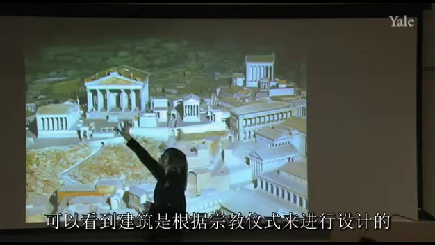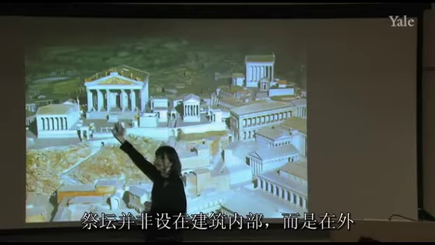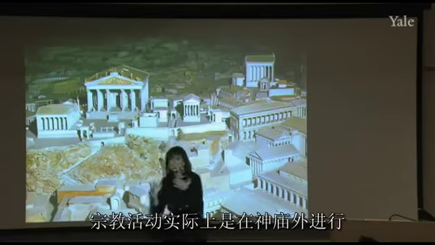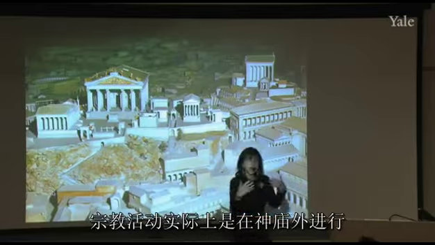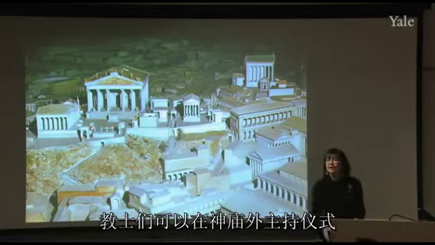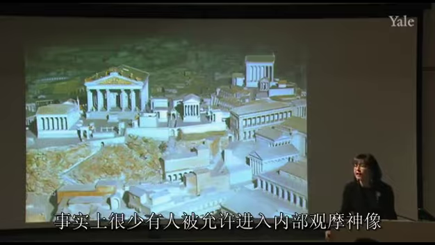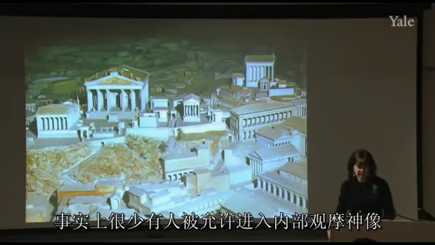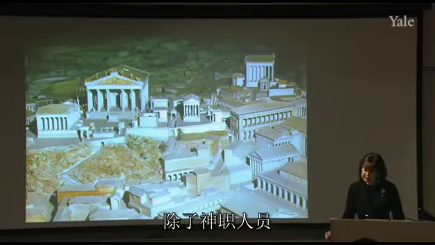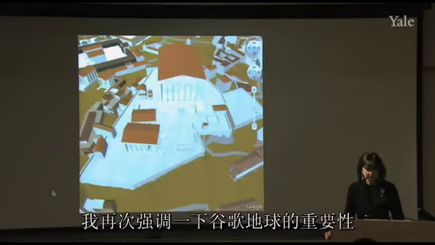But you also can see here, this is just useful in terms of Roman religious practice. The altar is located not inside the temple, but outside. The religious service actually took place outside. The priest would officiate outside the temple, and in fact, very few were allowed to go inside to see the sacred cult statues. That was pretty much left for the priest and the priesthood.